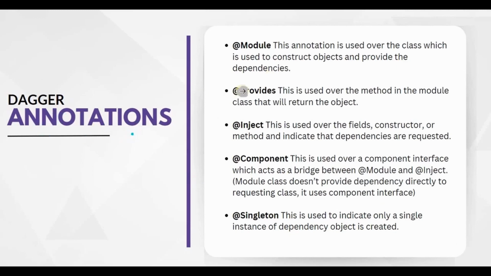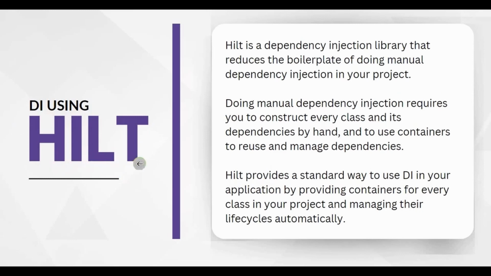Module is used on a class that construct object and provide dependencies. Provides is used on a method in the module class that will return the object. Inject is used on field, constructor or method to indicate that dependency are requested. Component is used on a component interface which acts as a bridge between module and inject. Singleton is used to indicate only a single instance of dependency object is created. And that's it.